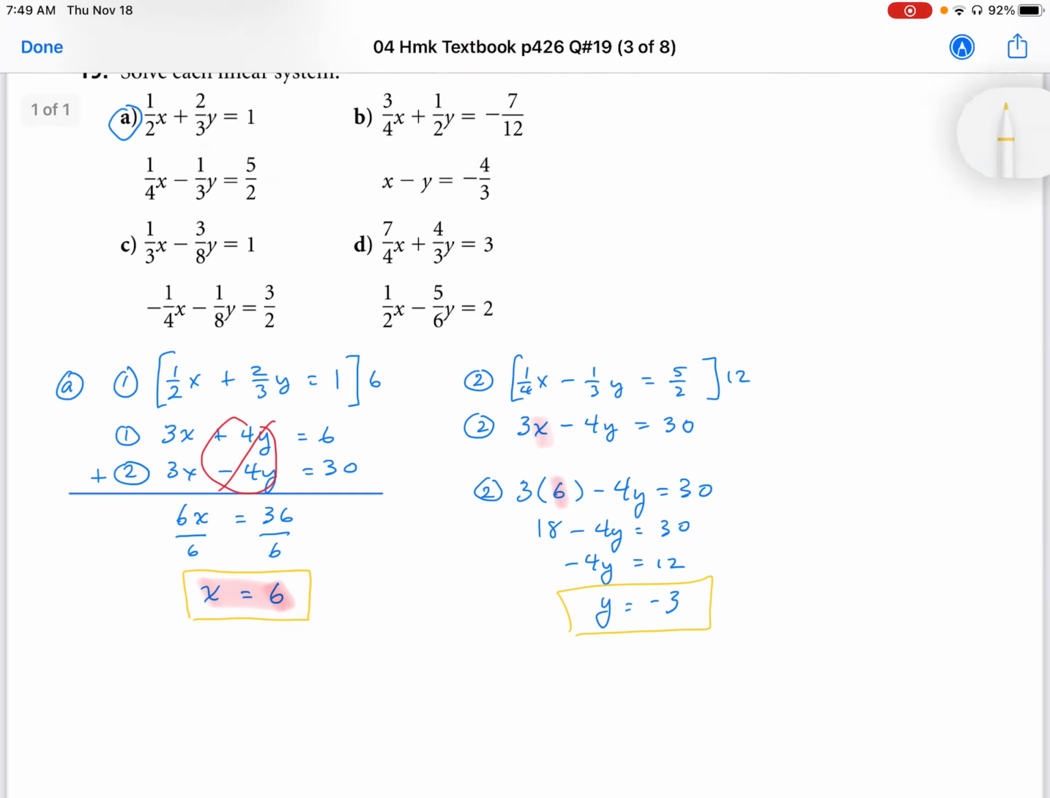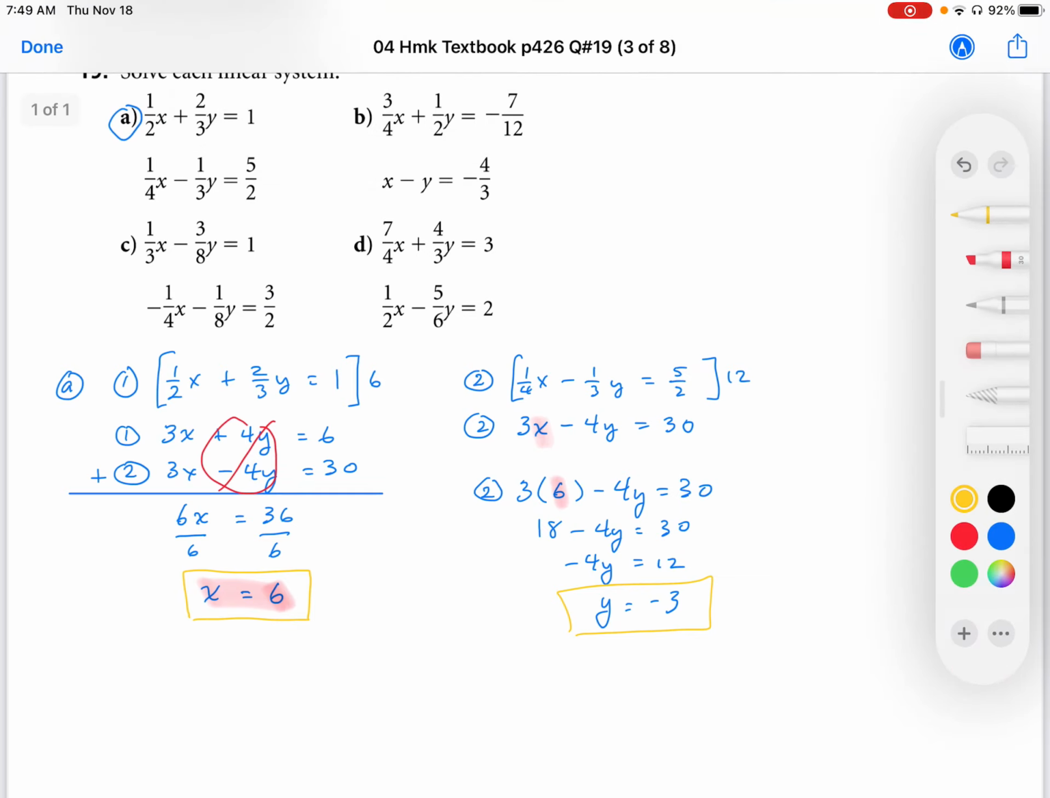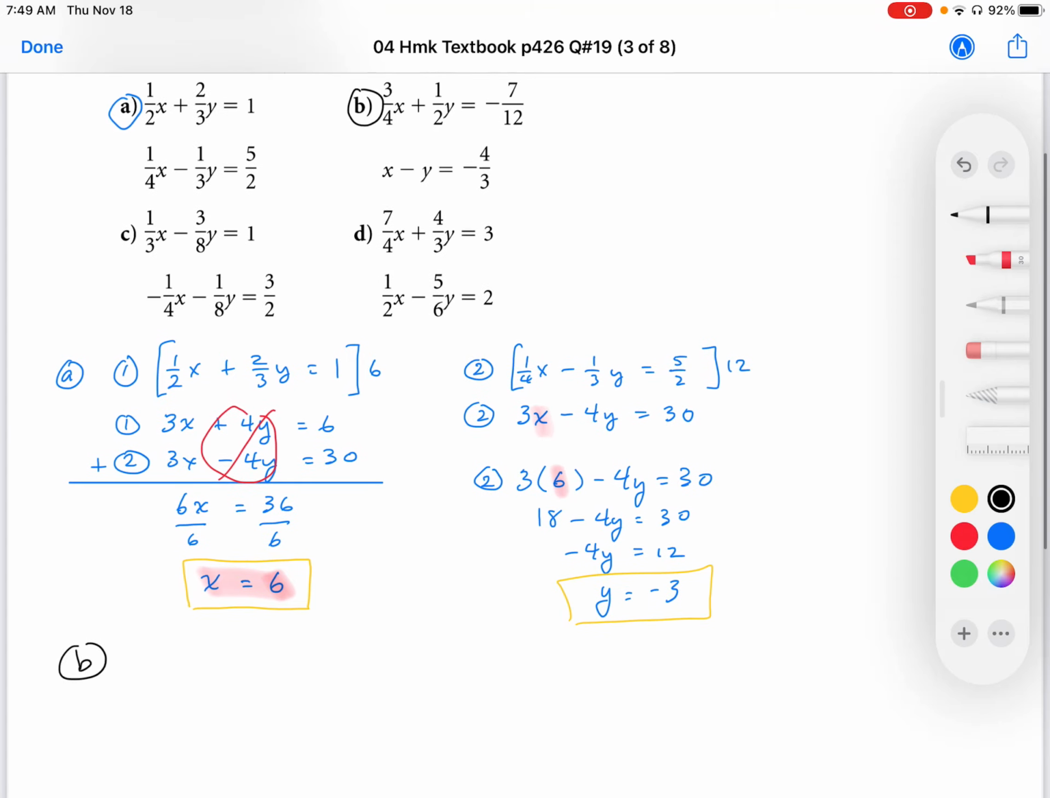Okay, so we can try B as well. B is, I'll do a different color here. Let's do that in black. So B, we're going to set up our two equations. Equation 1, 3 over 4x plus 1/2 y is equal to negative 7 over 12.